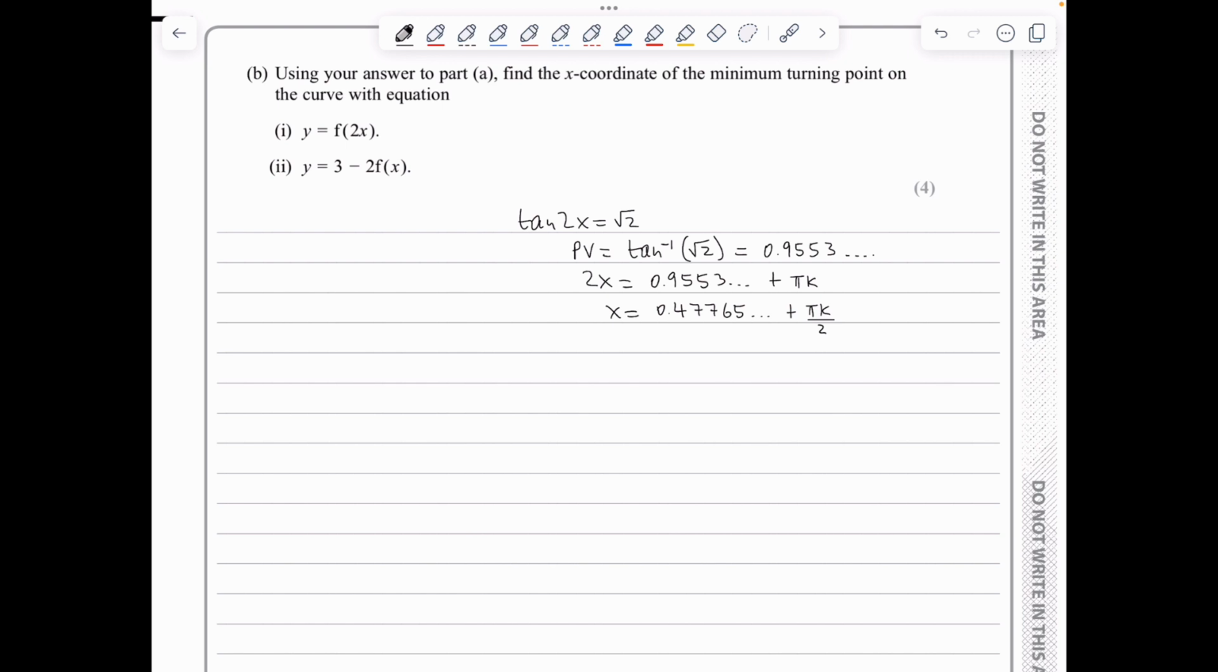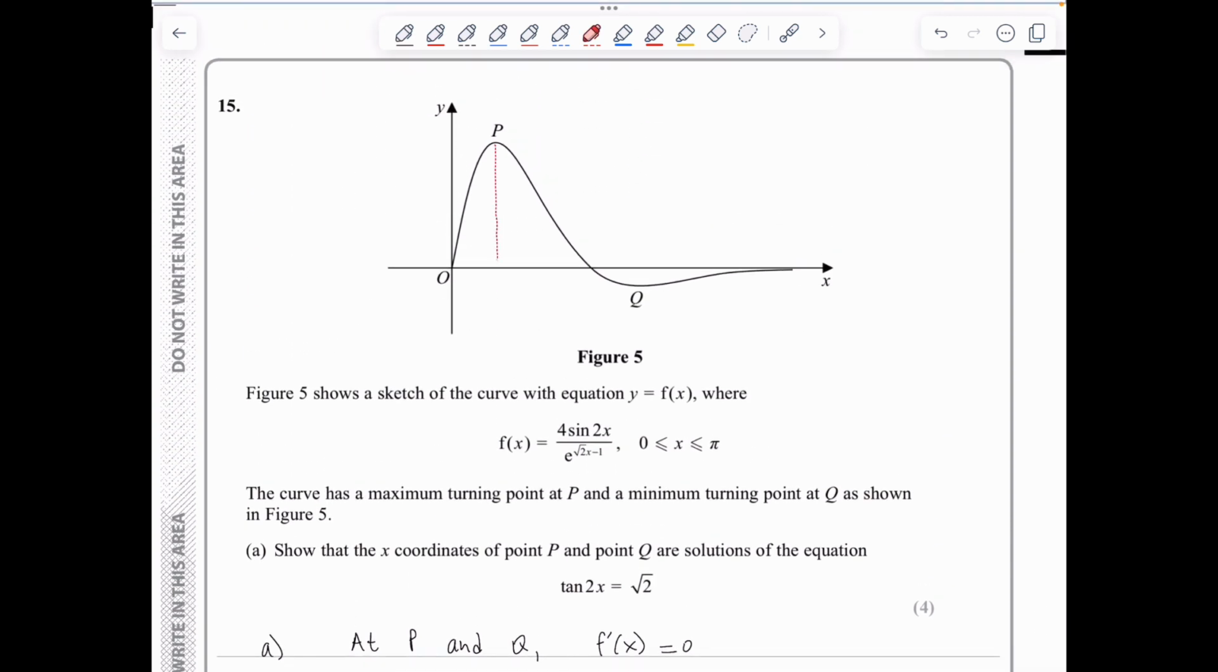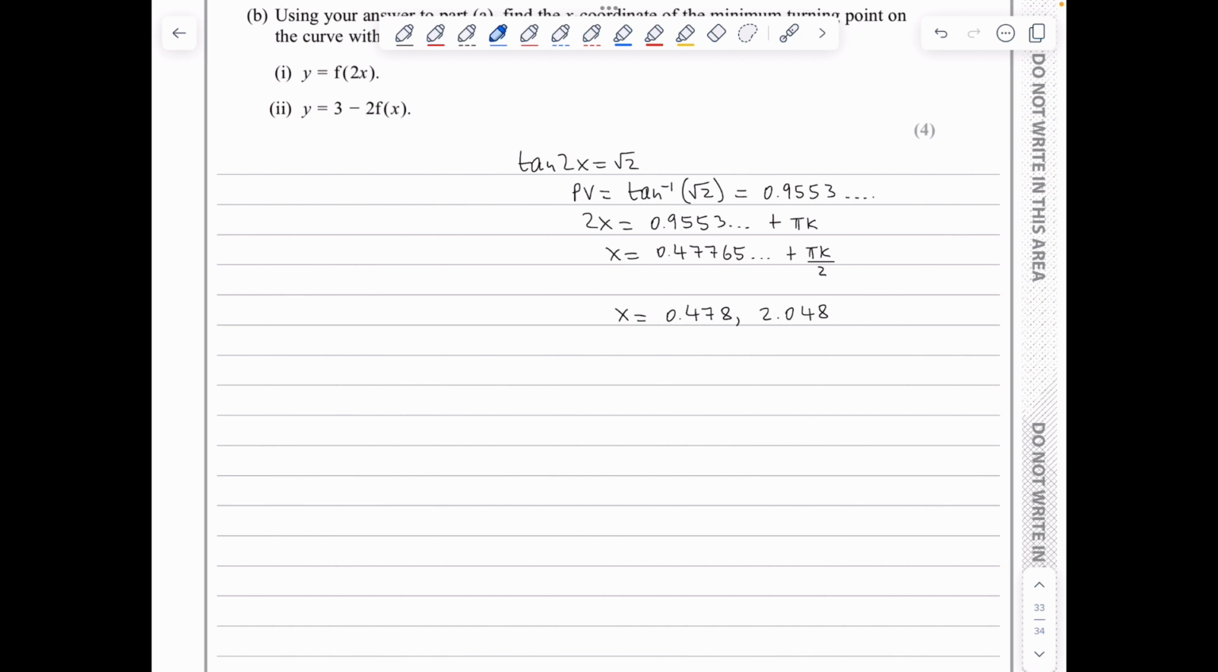Setting k to be 0 will give me the first solution to be 0.478, and setting k to be 1 will give me 2.048. If we go back for a moment to our graph here, we see that the point P must have an x-coordinate of 0.478, and it's the maximum point, and point Q has an x-coordinate of 2.048. So this means that the 0.478 here, this is the maximum. Let me make a note of this. And similarly, the 2.048 is the minimum.